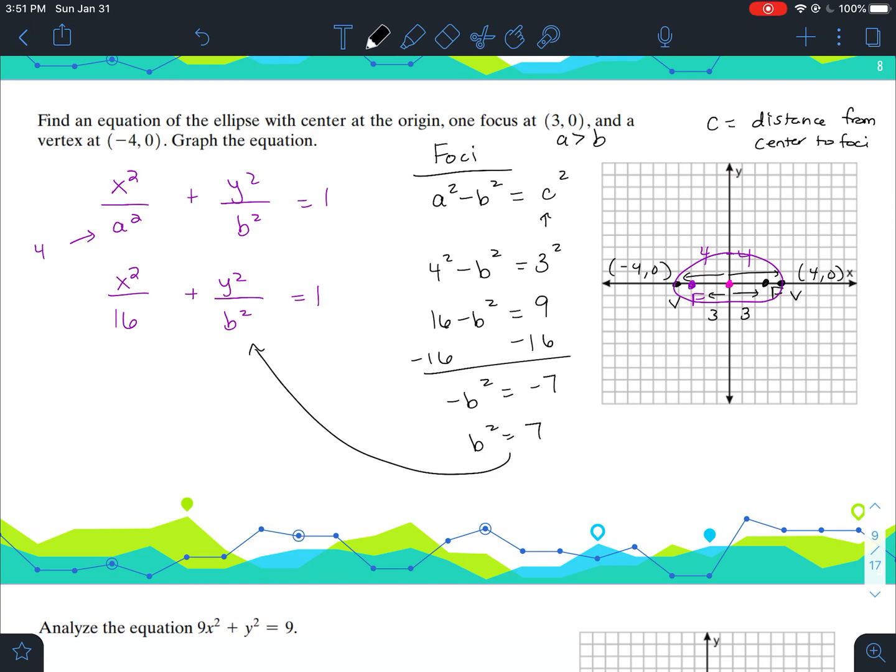Well, now I can just plug that into my equation because that's what I need, b squared. So x squared over 16 plus y squared over 7 is going to equal 1. And that would be the equation for that ellipse.